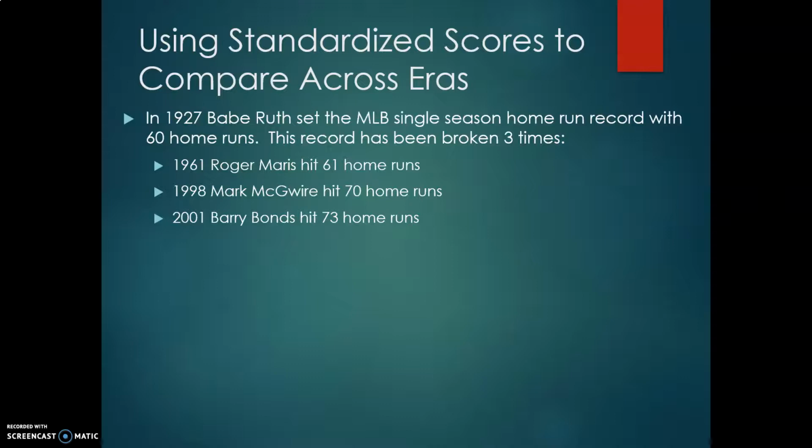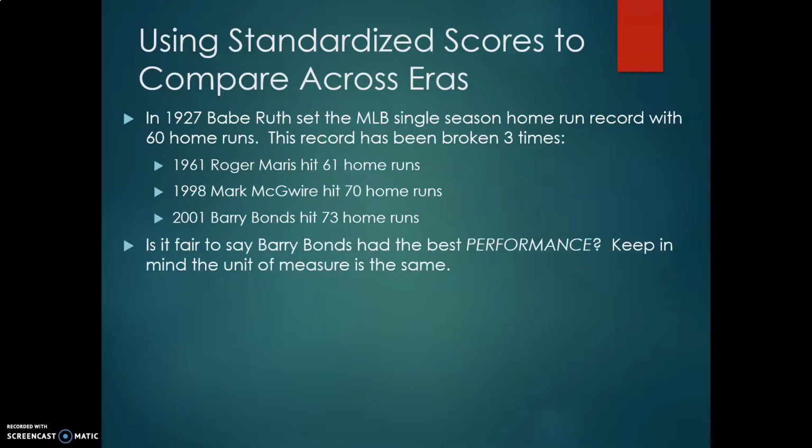Now, if you really want to get technical, Sammy Sosa at one point had a lead in the Mark McGwire, Sammy Sosa race, so technically he hit more. But at the end of the season, Mark McGwire still held the lead. So we're just going to look at those four seasons. Just because Barry Bonds hit the most, did he have the best performance when we look at it in terms of everyone else in the league?